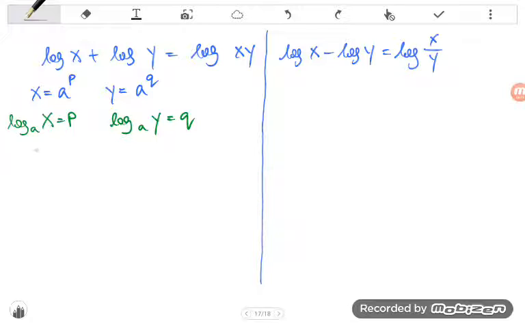Now let's multiply x and y, because we have x, y over here. So x times y becomes a to the power of p multiplied by a to the power of q.